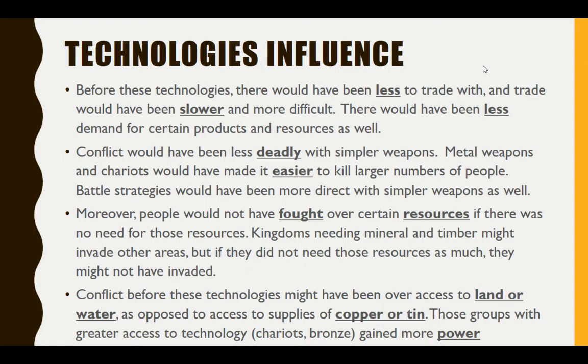Conflict also would have been less deadly with simpler weapons. Metal weapons and chariots would have made it easier to kill larger numbers of people at once. Battle strategy would have been more direct with simple weapons as well. Also, more people would not have fought over certain resources if there was no need for those resources. Kingdoms needing mineral and timber might invade other areas, but if they did not need those resources as much, they might not have been invaded.